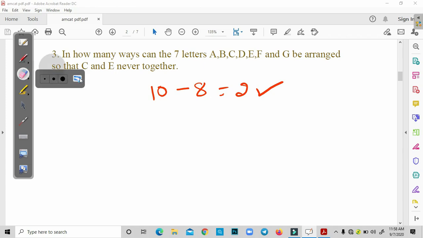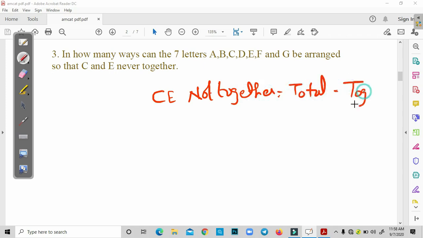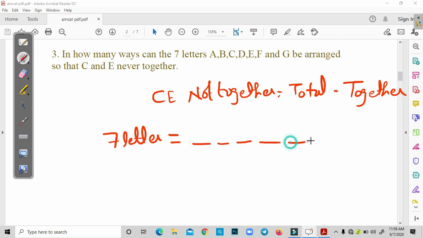So the number of ways in which C and E are not together is total minus together. Now there are 7 letters. In how many ways can you arrange 7 letters? 1, 2, 3, 4, 5, 6, 7. Yes, I am taking 7 positions. Here I am taking the non-repetition case.